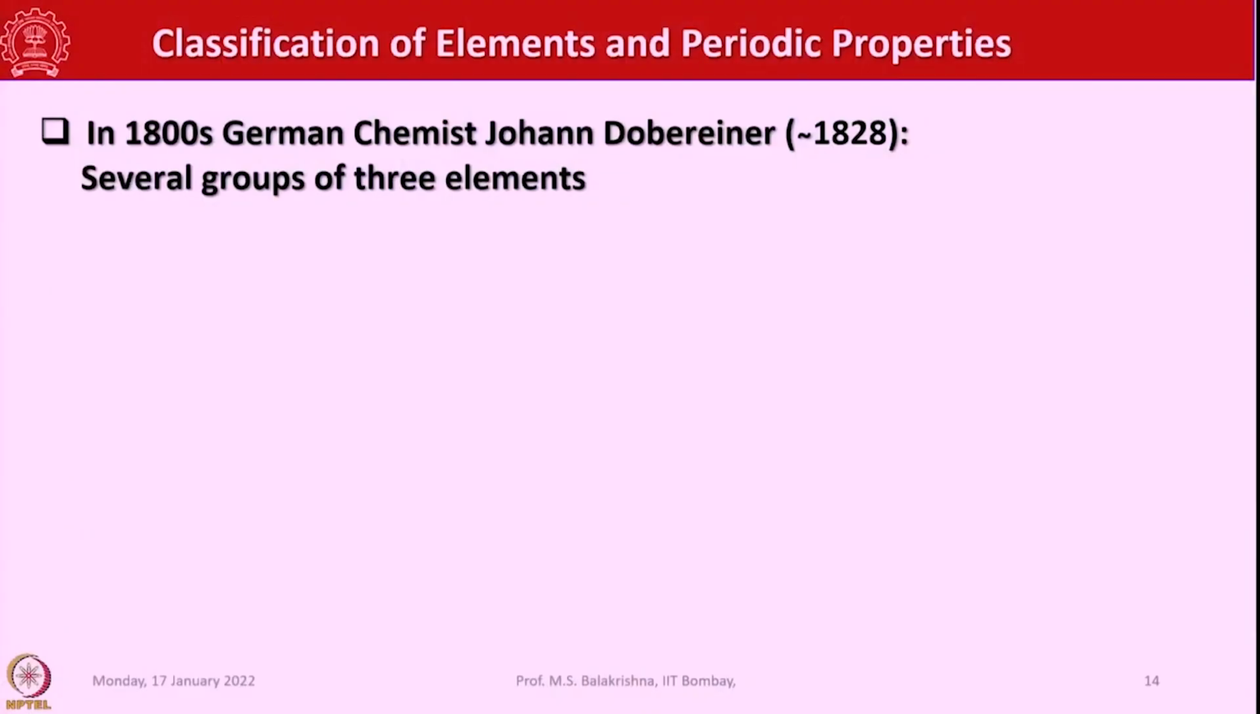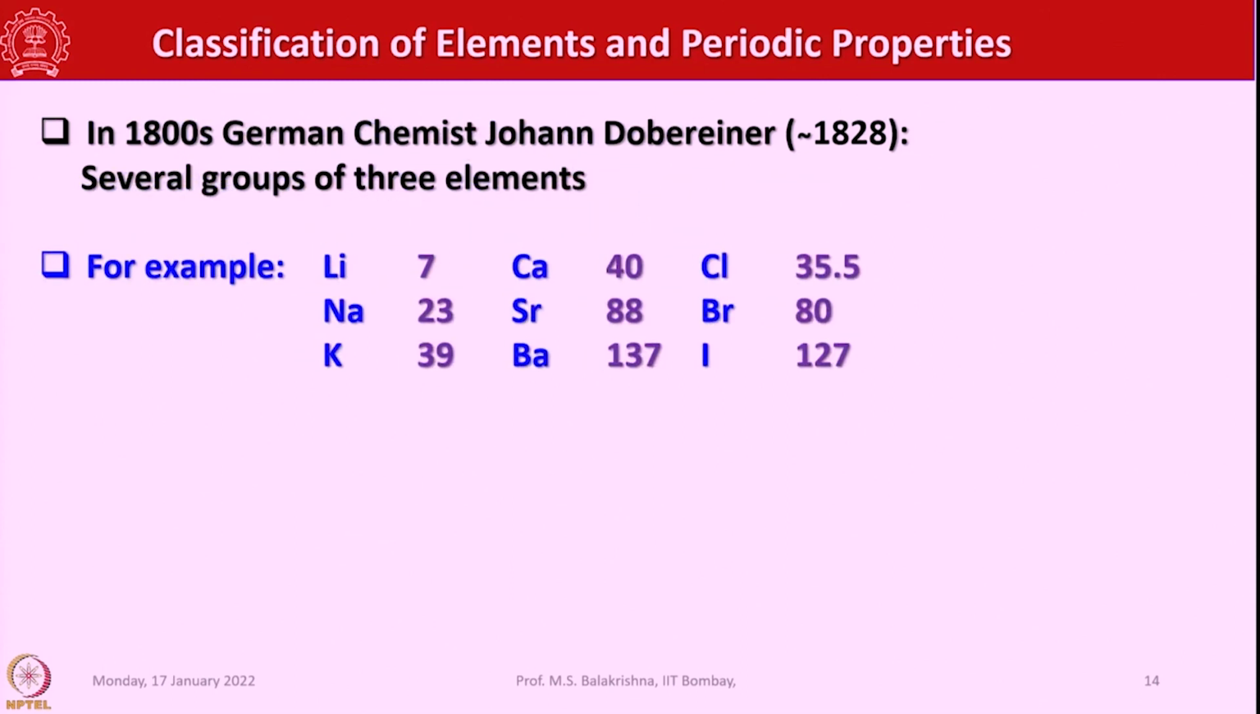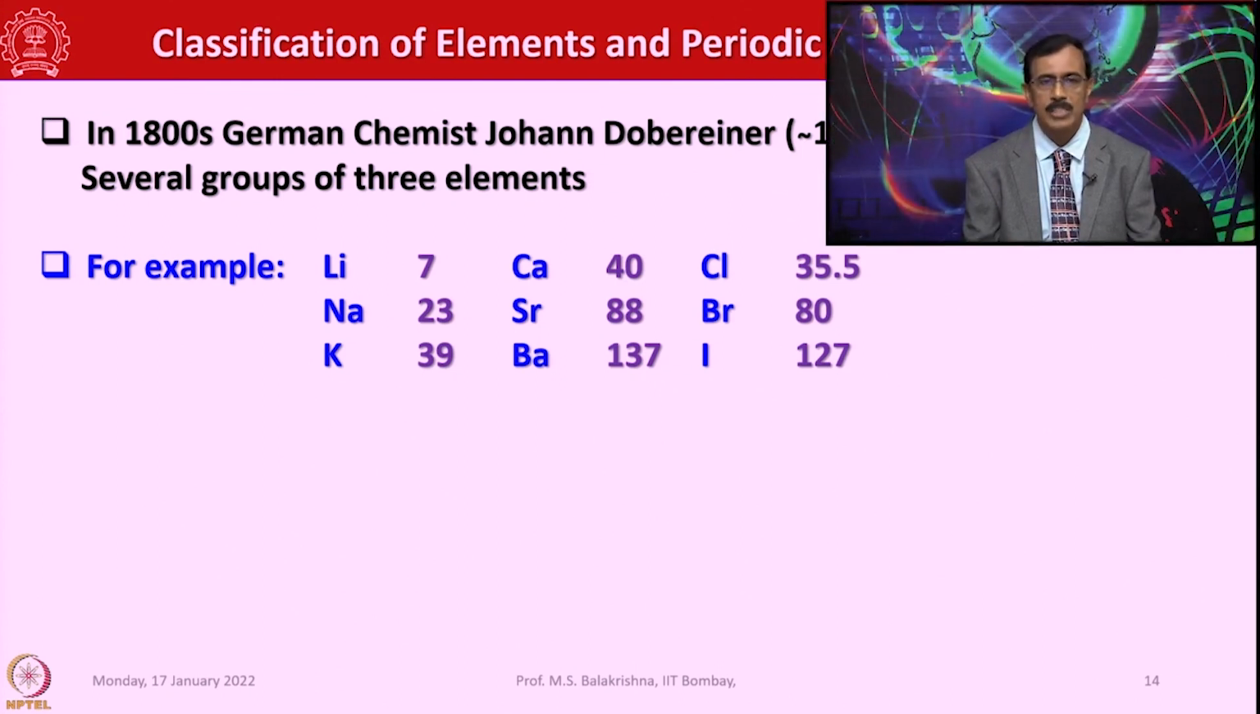So, let us look into the classification of elements and periodic properties before the modern periodic table came into the picture. In 1800 a German chemist called Johann Döbereiner arranged several groups of 3 elements in this fashion. For example, you can see lithium, sodium, potassium and calcium, strontium, barium, chlorine, bromine and iodine, and he called them a triad of elements.